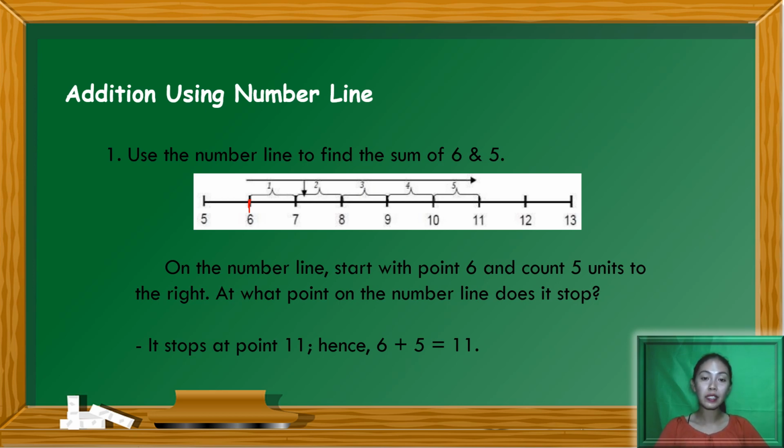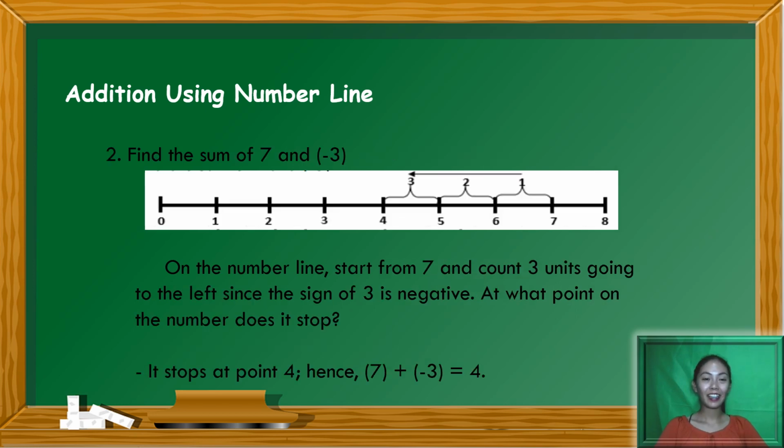So from 6, count 5. So this is 1, 2, 3, 4, and 5. From 6, we count 5. Now we will stop at 11. So hence, 6 plus 5 is 11. Positive 11, because 6 and 5 are positive. Okay, next. We will find the sum of 7 and negative 3.